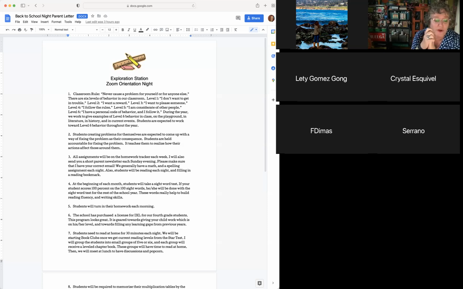Students need to read at home 30 minutes each night. We will be starting book club once we get current reading levels from the STAR test. We're taking it next week. I like to group the students into small groups based on their reading level from the STAR test, and then they get a chapter book and there's about 5 or 6 people in each group. So it's nice and small. They get assigned a chapter book. They have about 3 weeks, 4 weeks to read it at home.